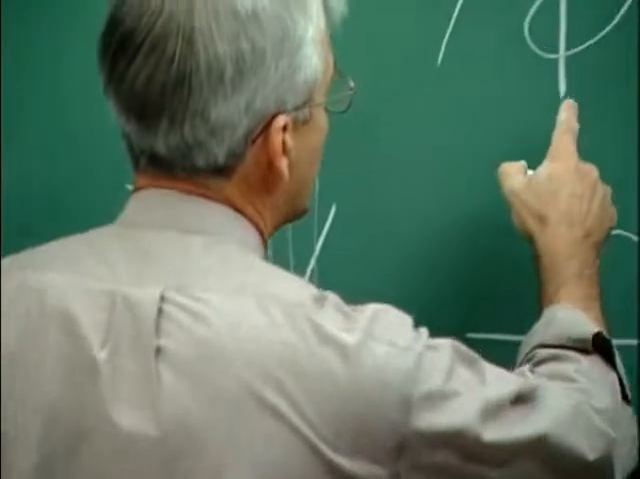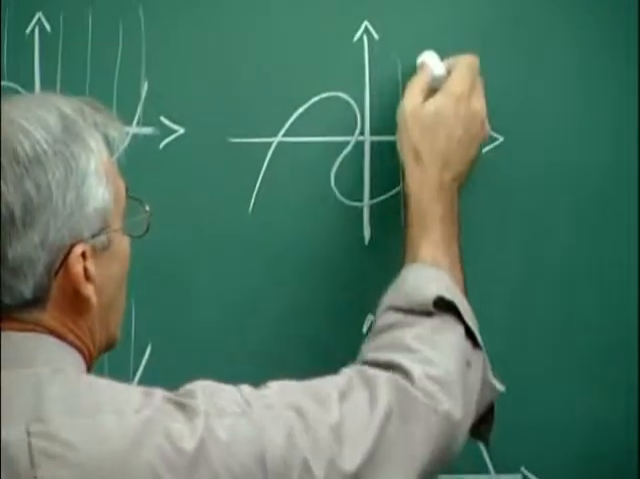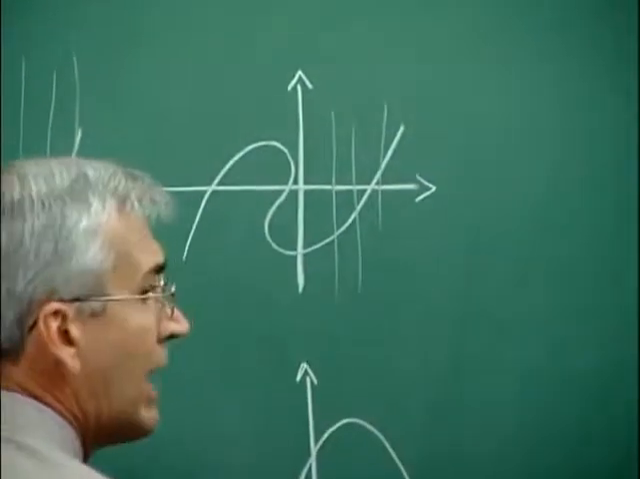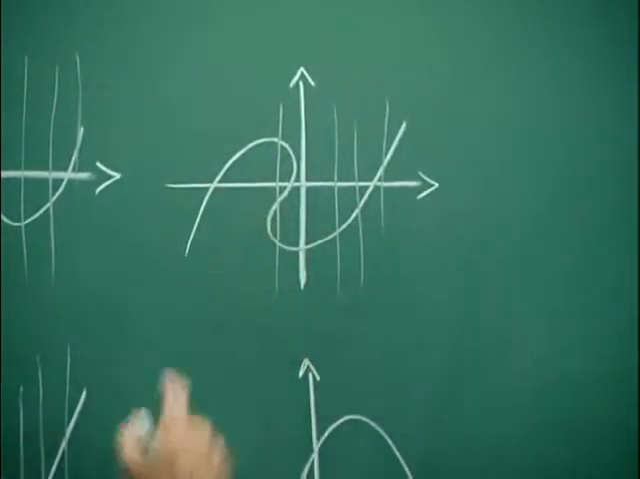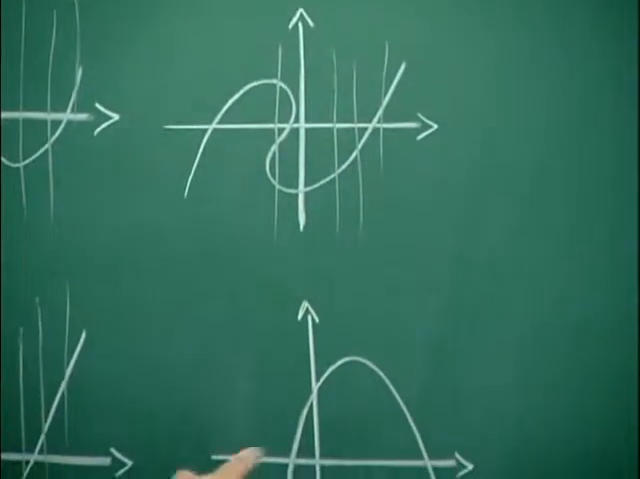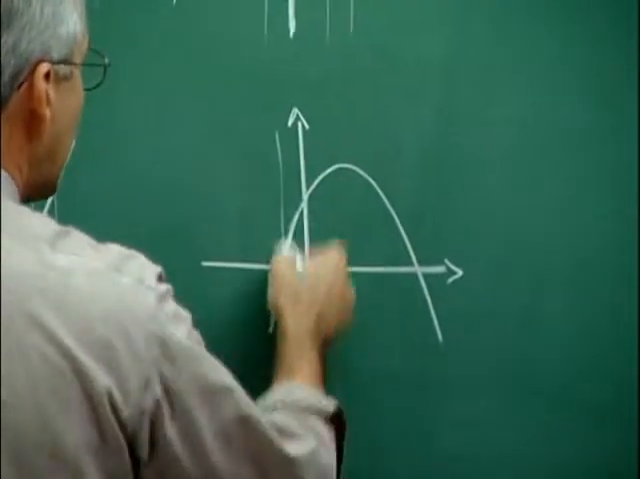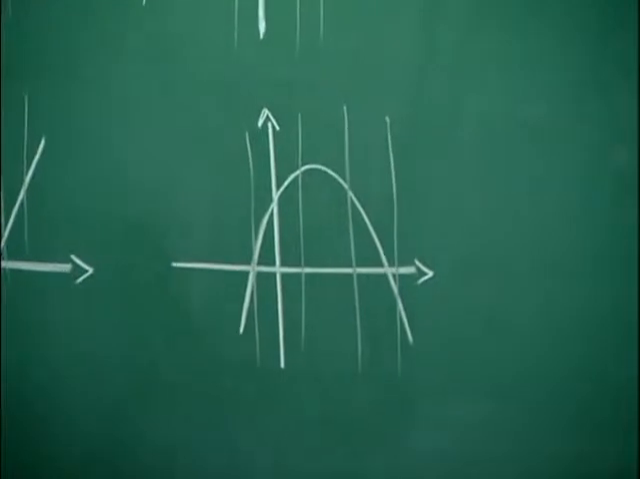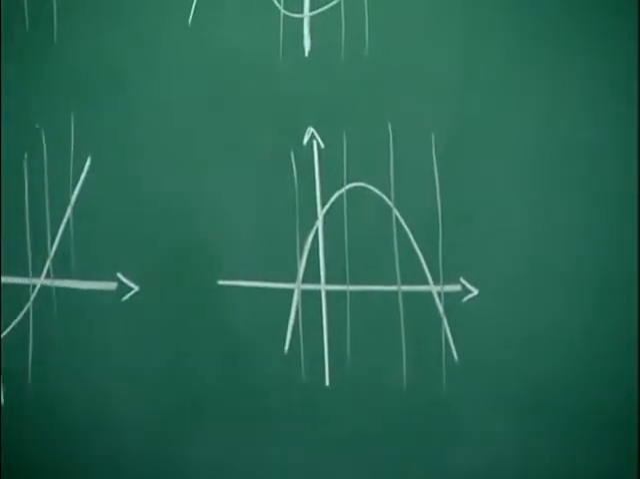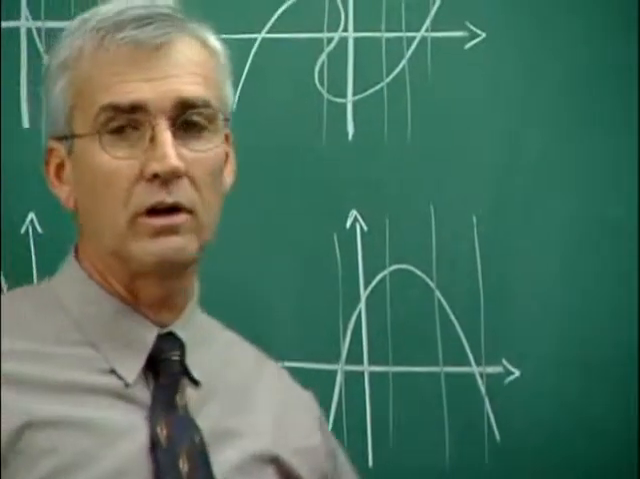Here also is a situation where we pass the vertical line test in one part of the domain of the function, but we fail the vertical line test here. And so this is not the graph of a function. Now, here we have a curvy graph, but it passes the vertical line test, and therefore this is the graph of a function.